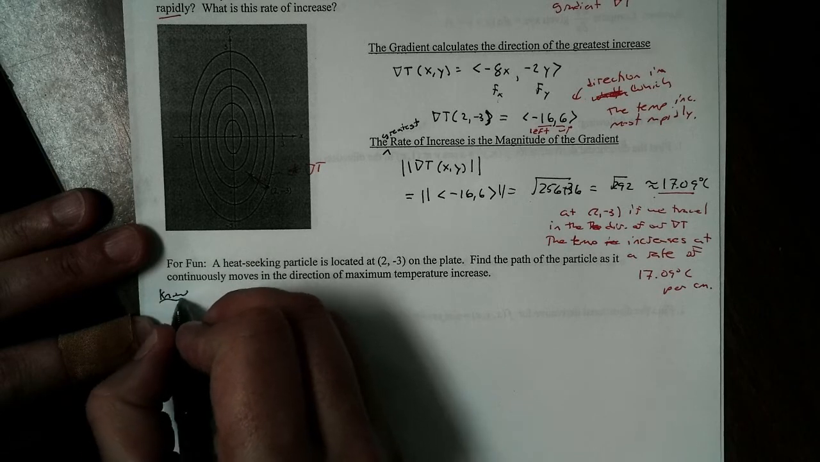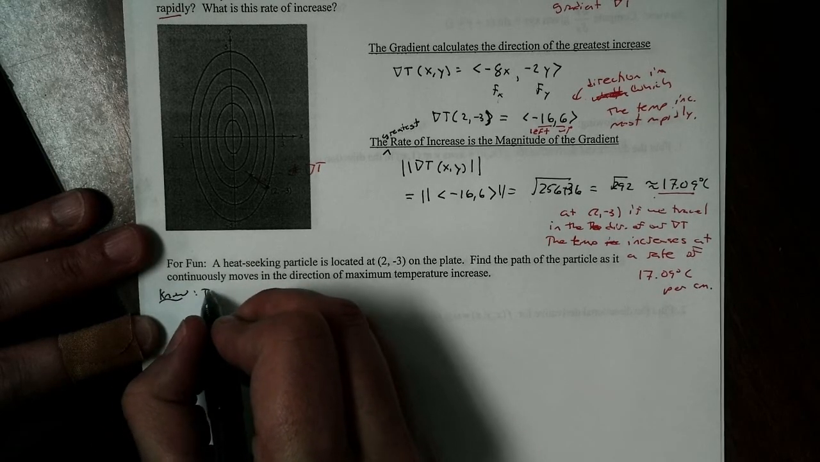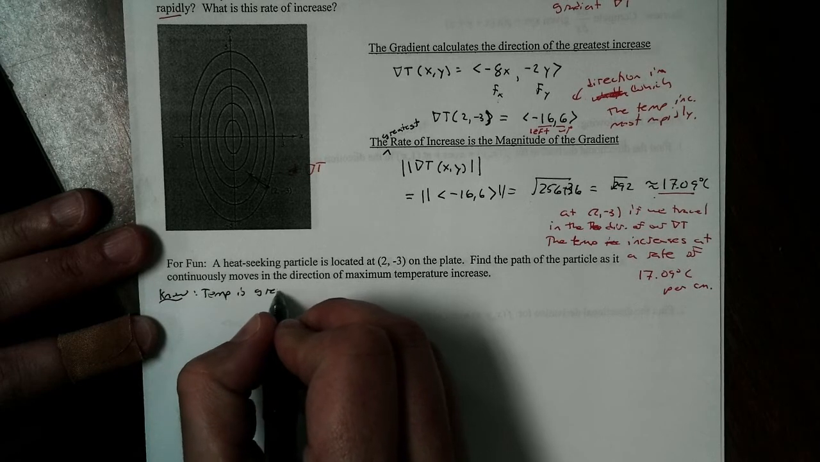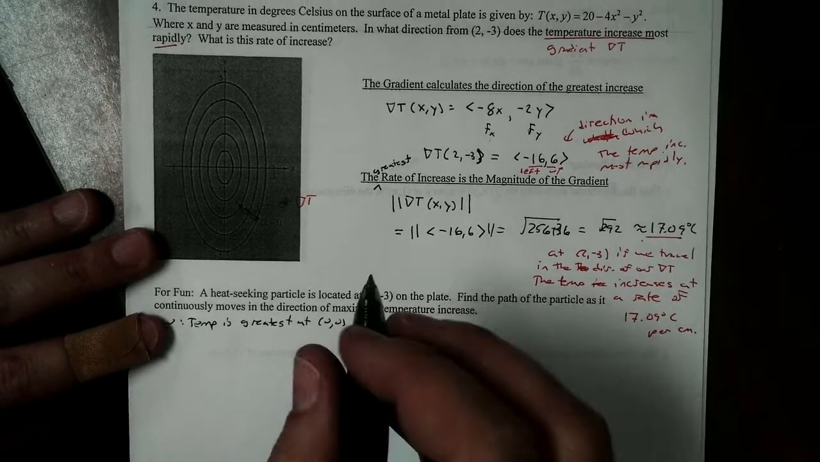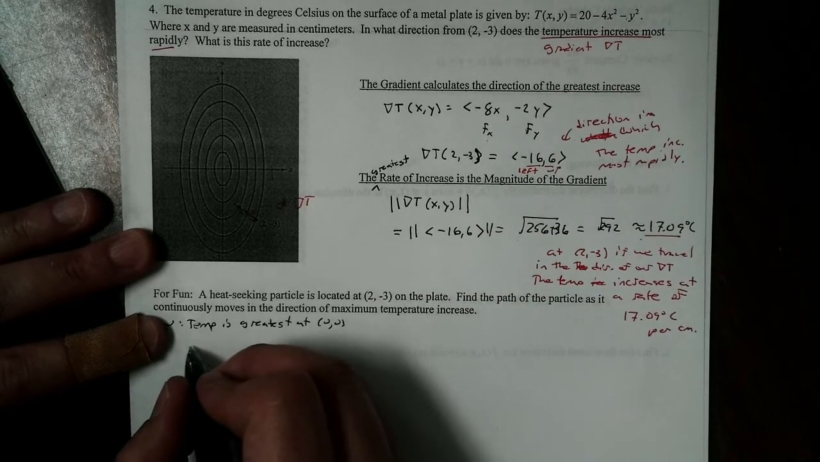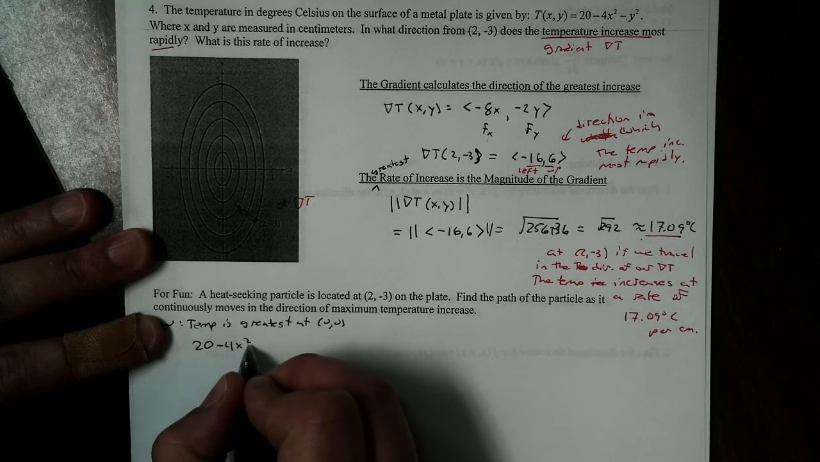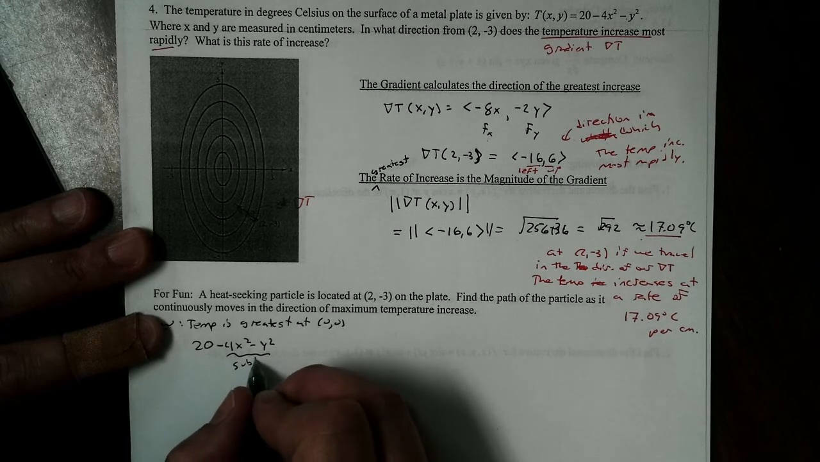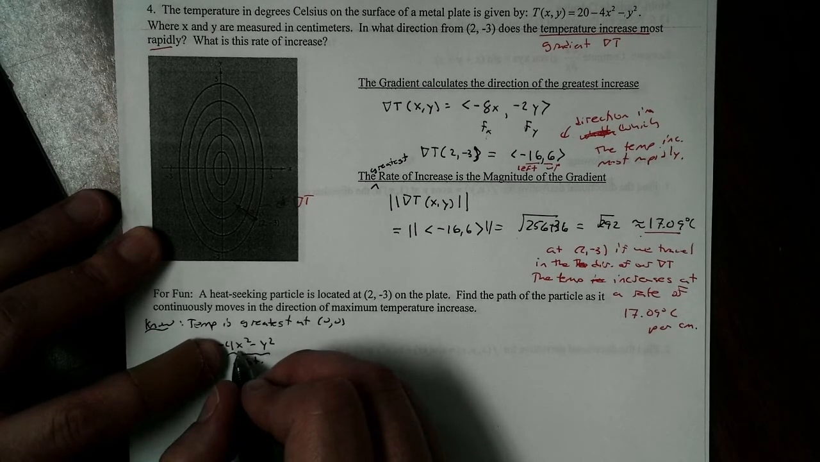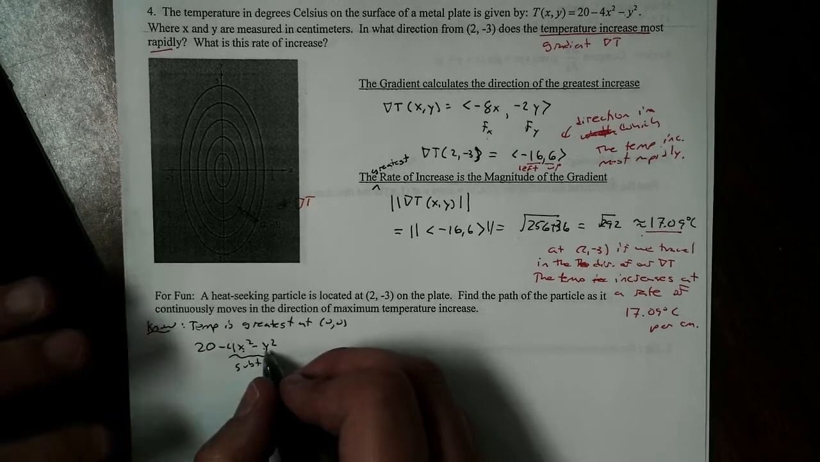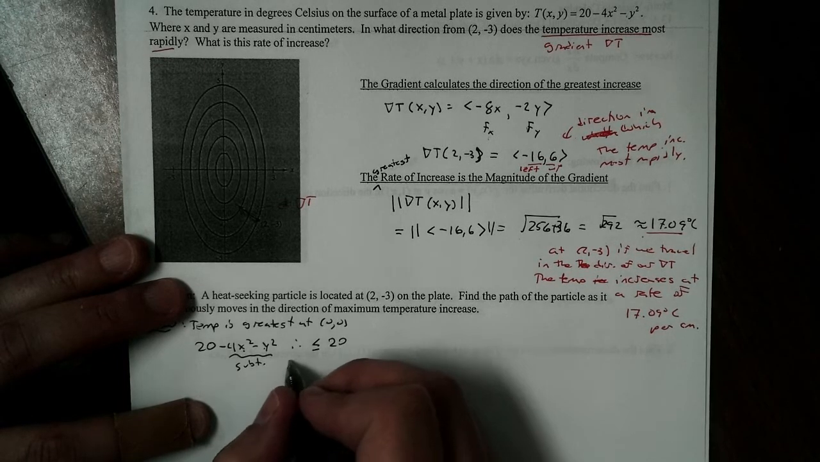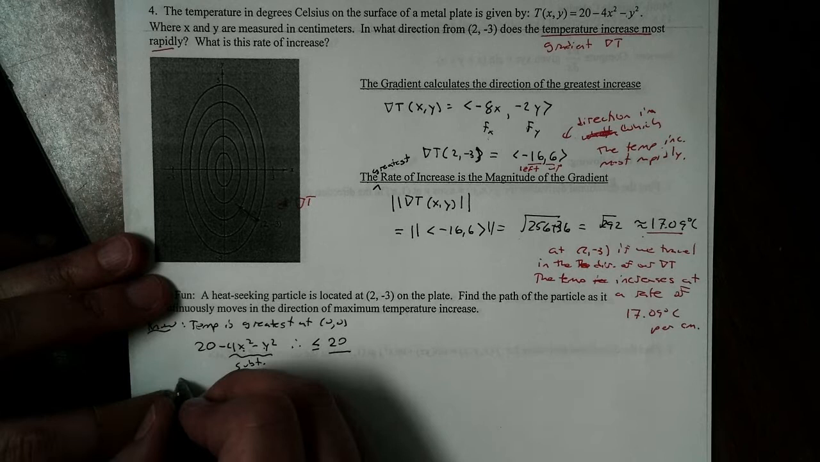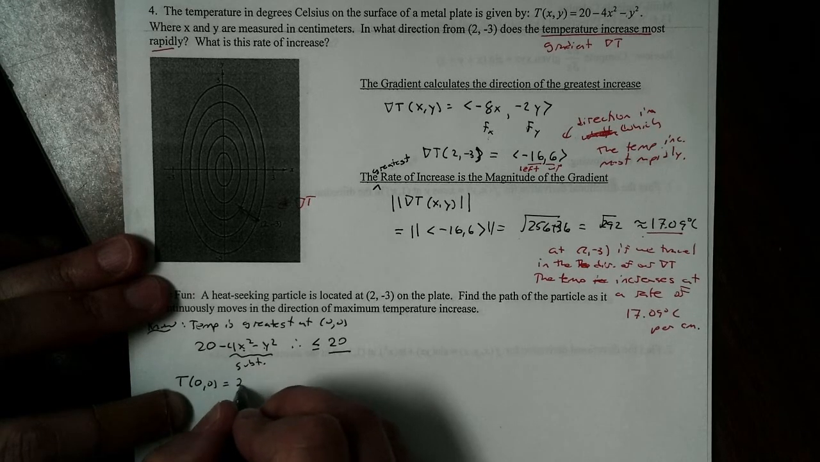Now, I know some things. One thing I know is, where will the temperature be the greatest? Well, the temperature is the greatest at the origin, at (0, 0). I know that because if I go up to my function, 20 minus 4x squared minus y squared, I'm always subtracting. So the biggest this can be is when x and y are both 0. Therefore, the temperature always has to be less than or equal to 20. So I know the temperature at the origin is going to be 20.